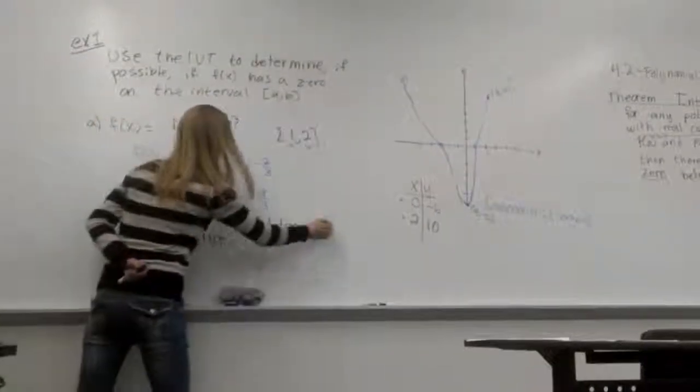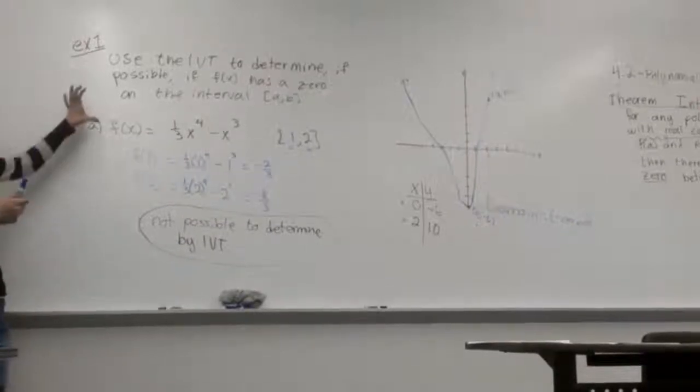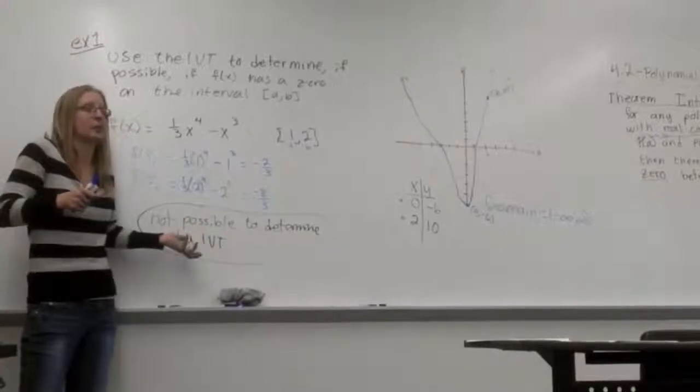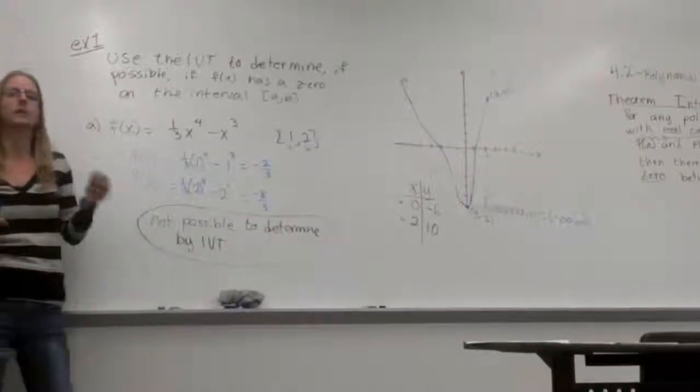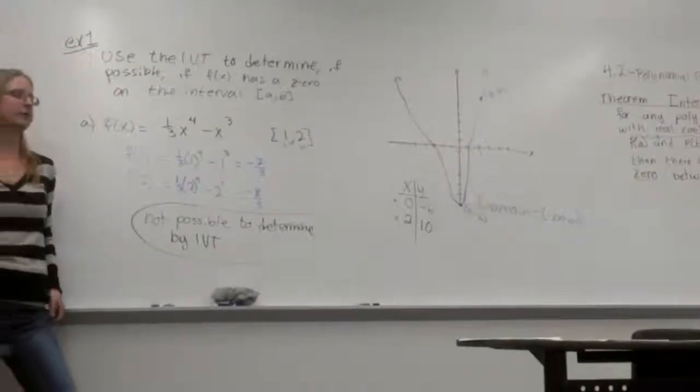There might actually be a real zero, we don't know what it is. But the intermediate value theorem only works when they're opposite signs. So I'm going to say it's not possible to answer this question by the intermediate value theorem. Yeah? So can you also say that there's no solution? No. Totally different things.